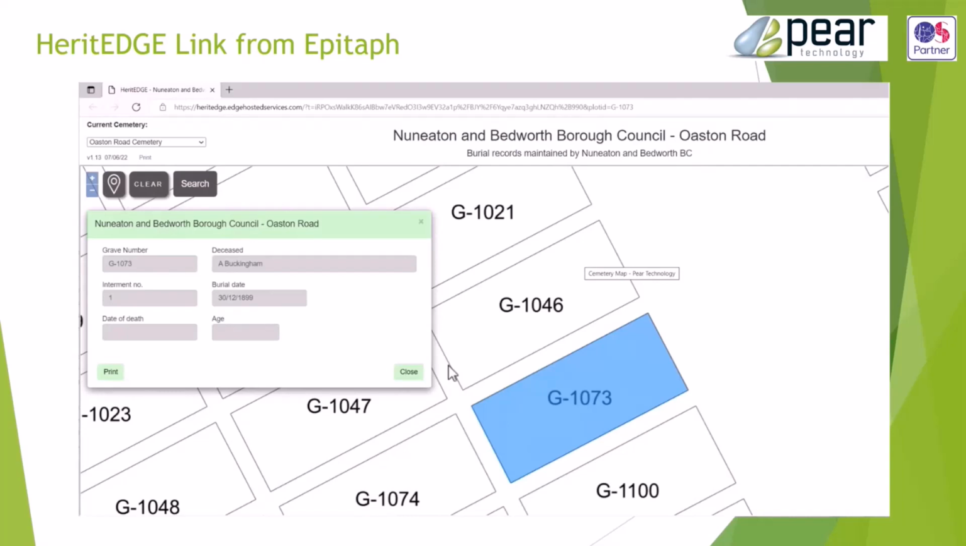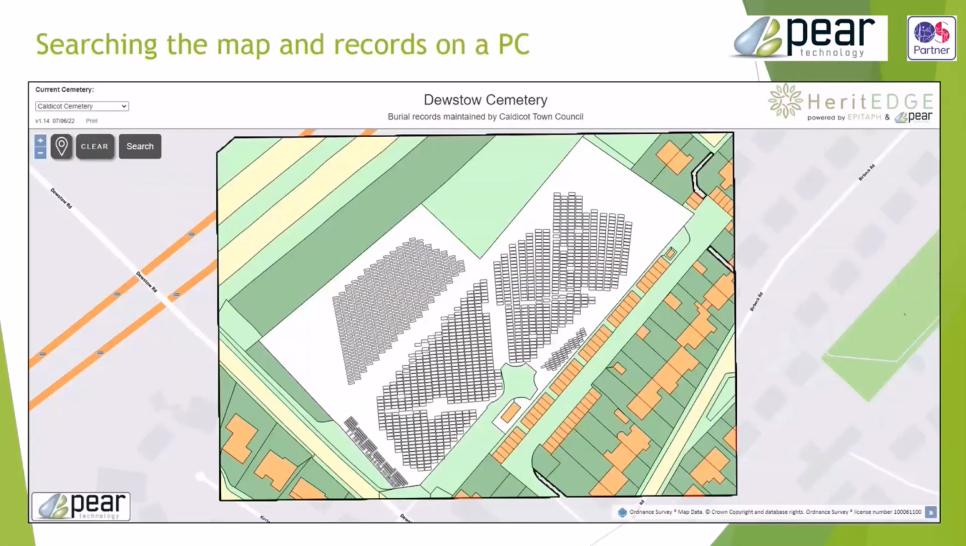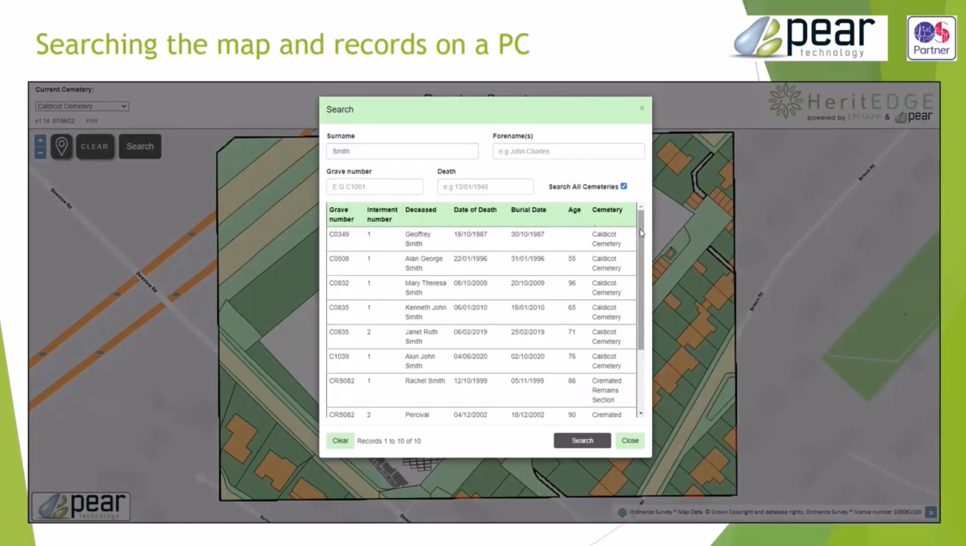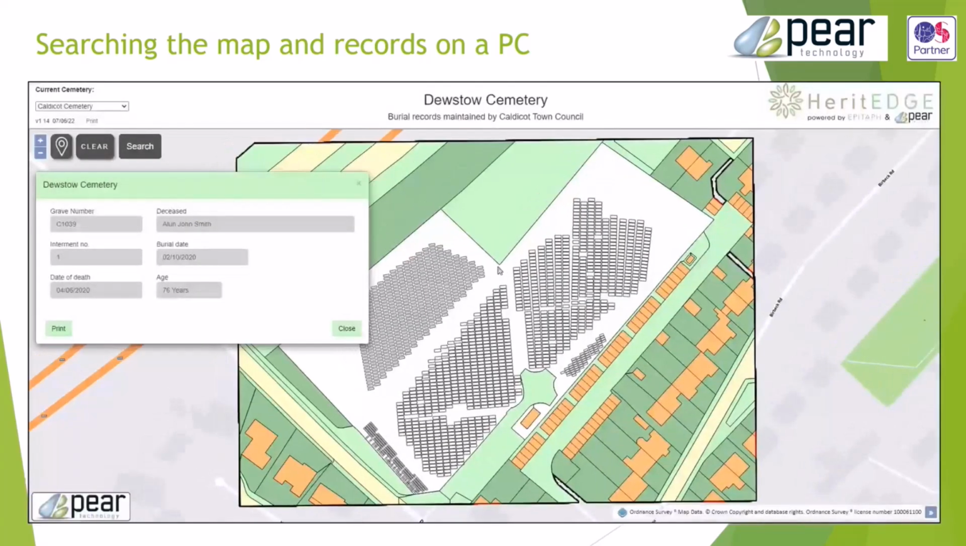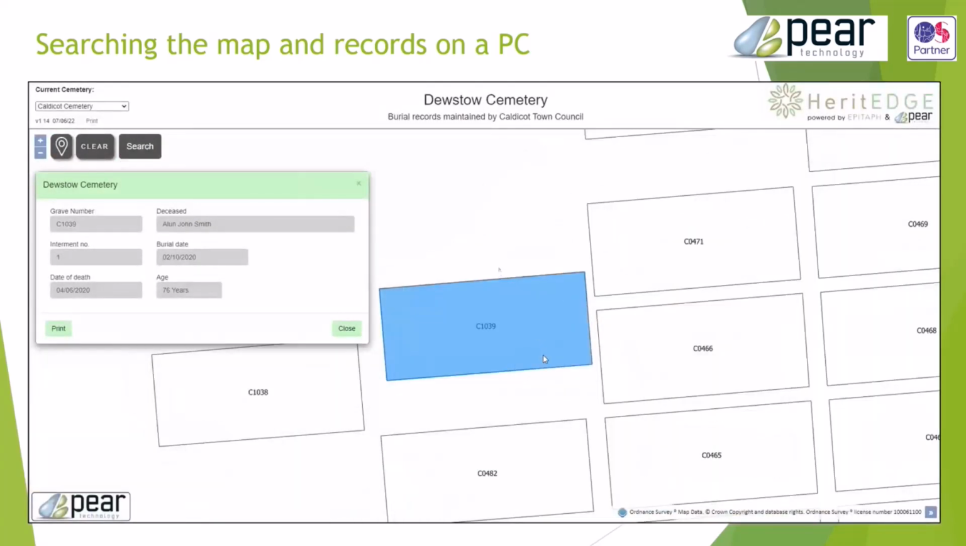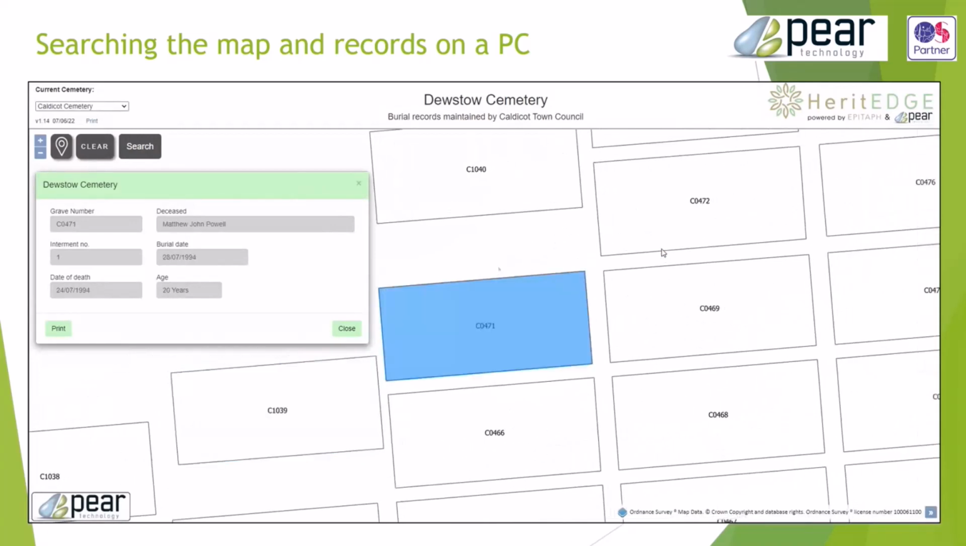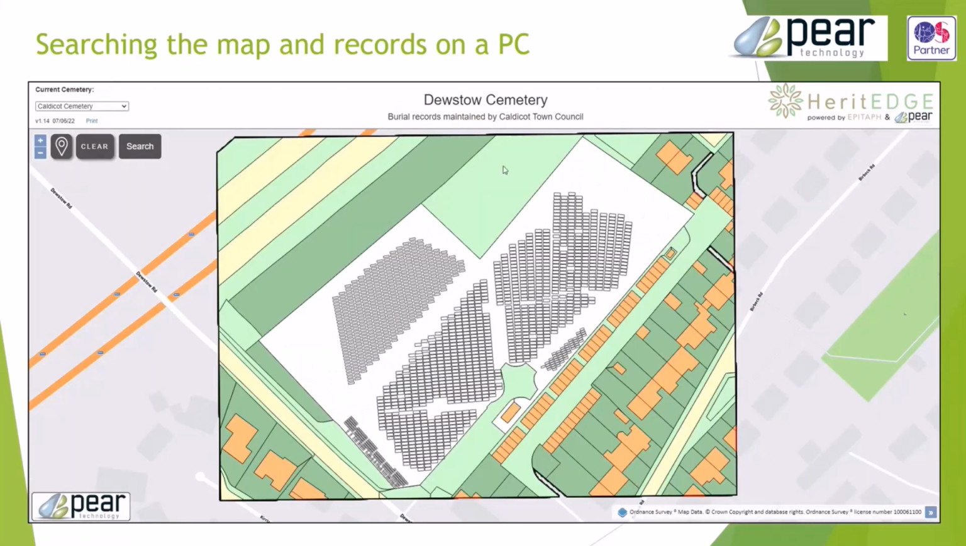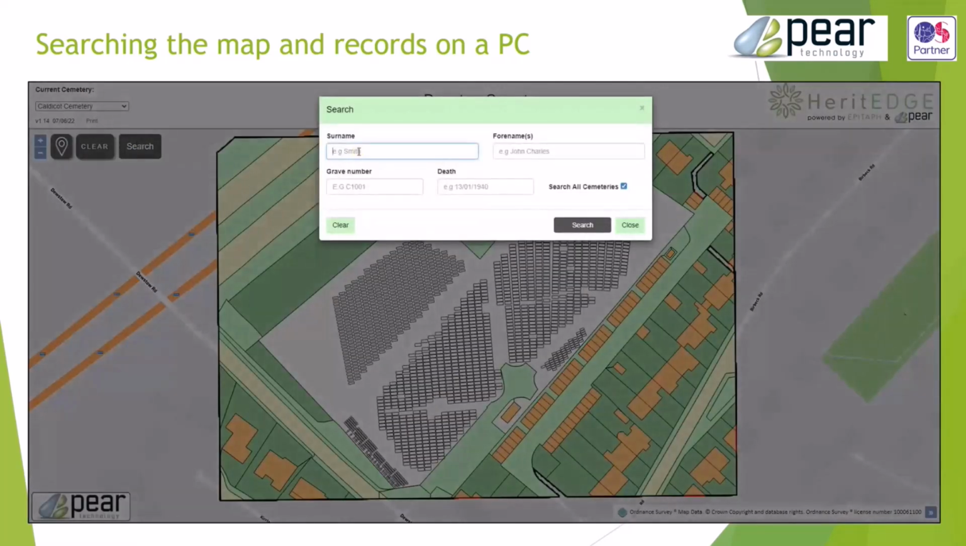So next, I'm going to show you a demonstration video of the publicly accessible version of the mapping, HeritEDGE. So what we're going to see is a user carrying out a search. Click on the search, view the results, scroll down for a particular grave record they're interested in. They can click on that result and view the grave location on the map. You can also do this, so you can click on the graves, neighbouring graves, and view the records for the burials in those graves.